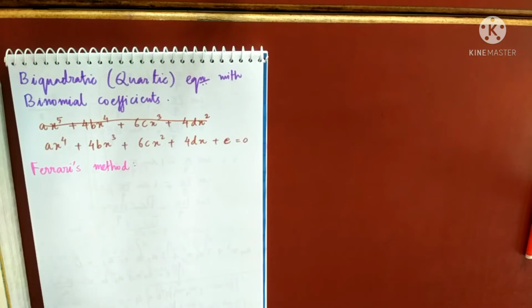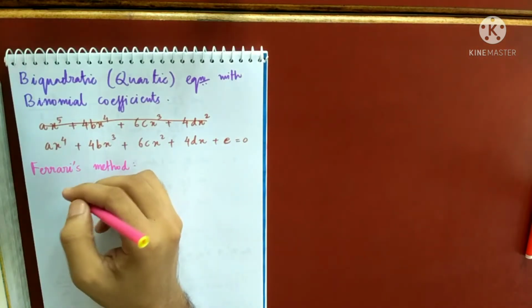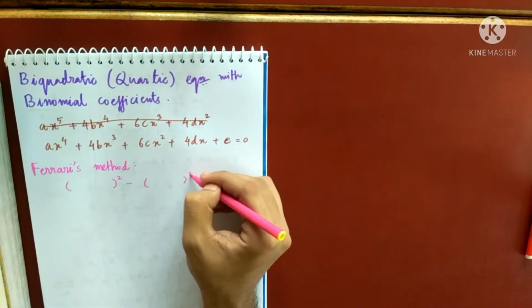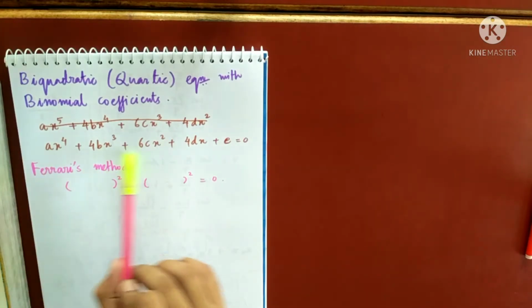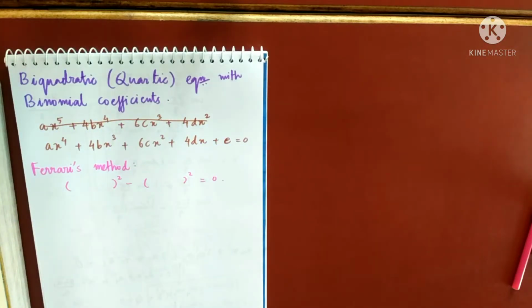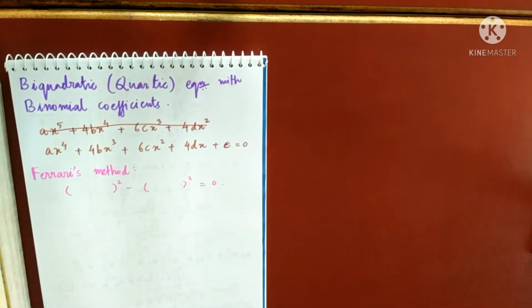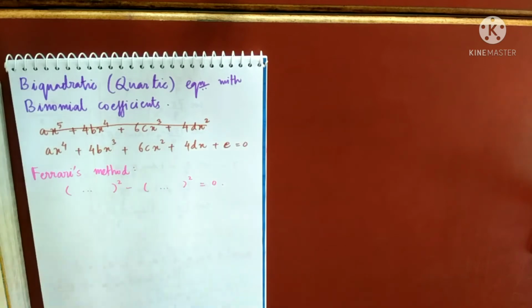Now, Ferrari expressed this as a difference of two squares. In simple words, I'll tell you how. What Ferrari did, he tried to express this quartic equation as a difference of two squares. As a difference of two squares. Here was some term containing x. Here was some term containing x.